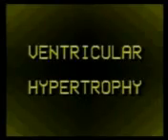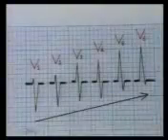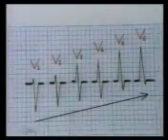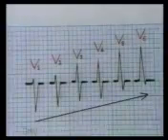Ventricular hypertrophy. Ventricular enlargement is diagnosed from the pattern and amplitude of the QRS complexes in the chest leads V1 to V6.